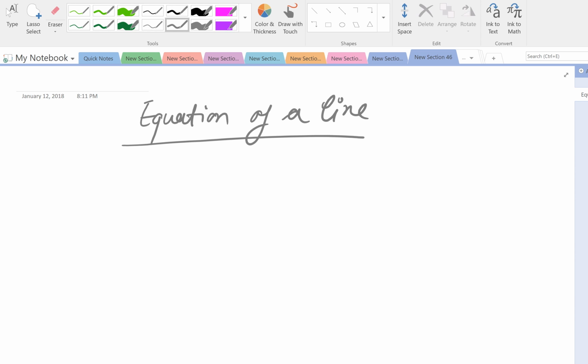So we're gonna learn how to find the equation of a line, a linear relationship. For example, we have y equals 3x minus 5, right? That is the equation of a line. So how would you know that this is an equation of a line? Like, there can be any equation, right? With the equality sign, we can write anything.